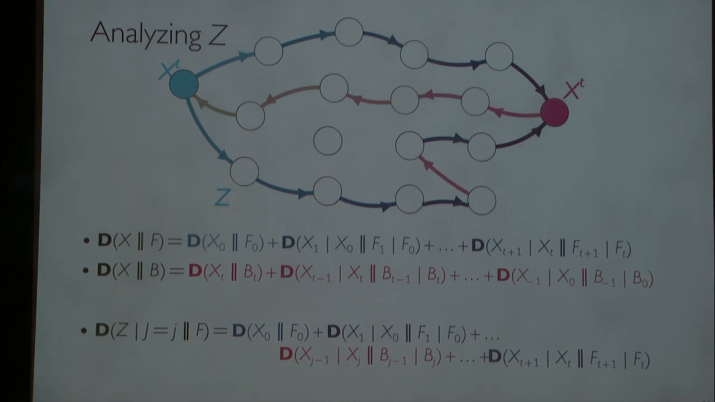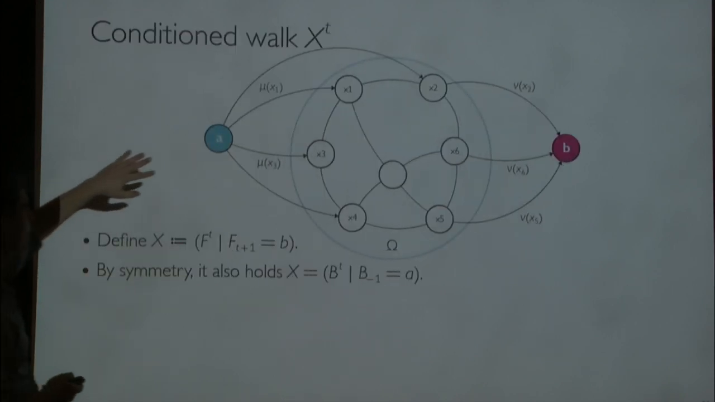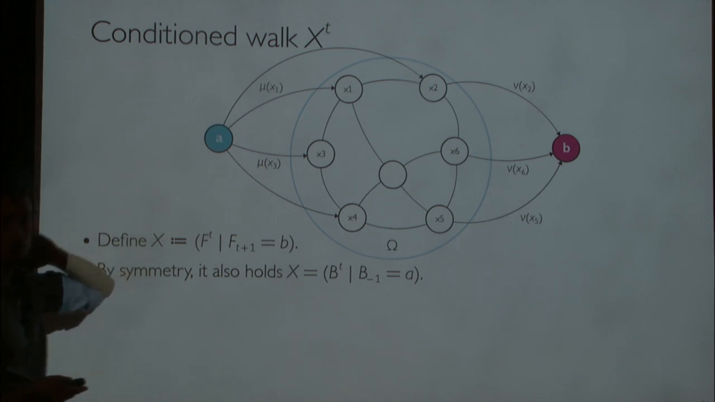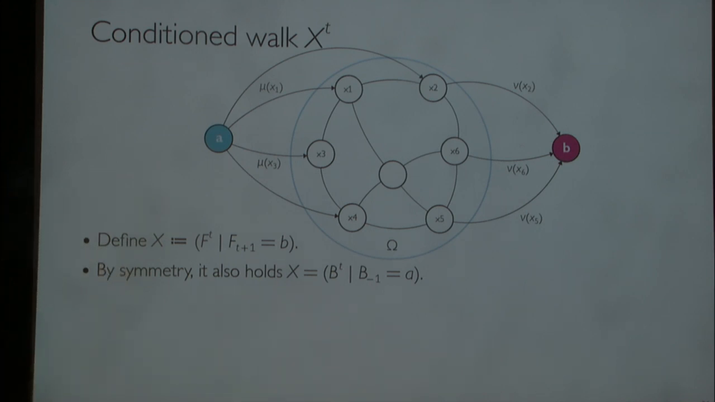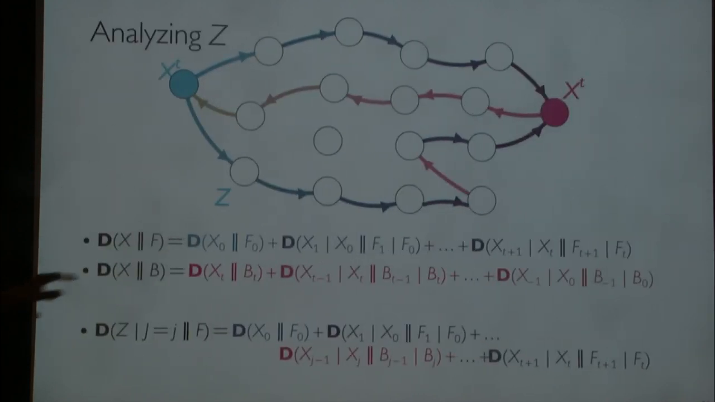Now, using the chain rule, this will be just the sum of the divergences that we accumulate over every single time step. We can just split this into time steps. In particular, the forward walk goes into omega according to mu. If we go back here, it goes to one of the x's in omega with probability mu of x. But when we condition, the X walk doesn't do that. The X walk does a somewhat different walk into omega, and this will introduce some divergence.